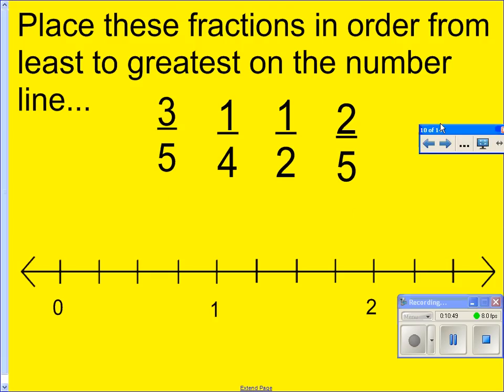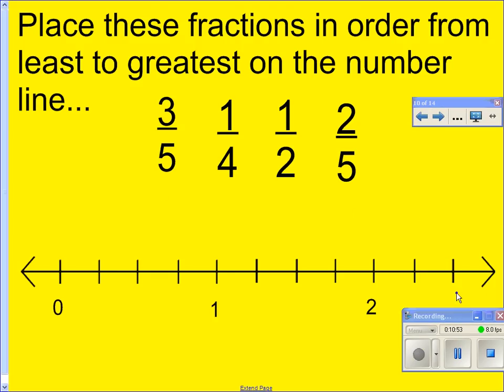This is the same thing, it just says use a number line, so you guys can try this one on your own. You can pause the video. Oh, well these are the fractions, sorry. So we have 3/5, 1/4, 1/2, and 2/5. Okay, in order on the number line.